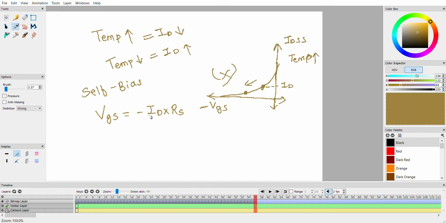Now see, if ID is decreasing, that means VGS is tending towards 0 volts. That means VGS is becoming positive. Let's say this is a number line with 0, and this is the negative side. As our ID decreased, VGS tends towards this side. VGS is becoming positive.